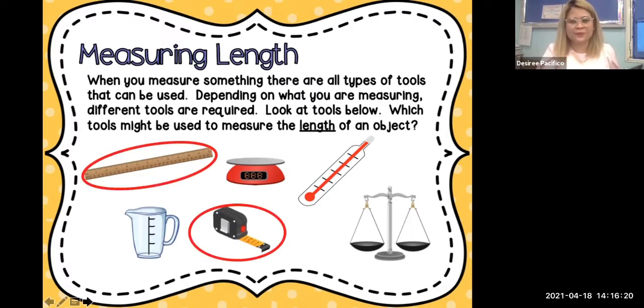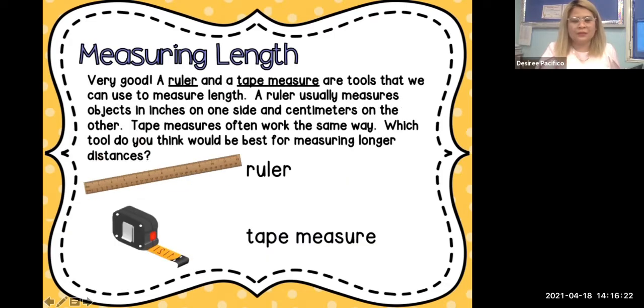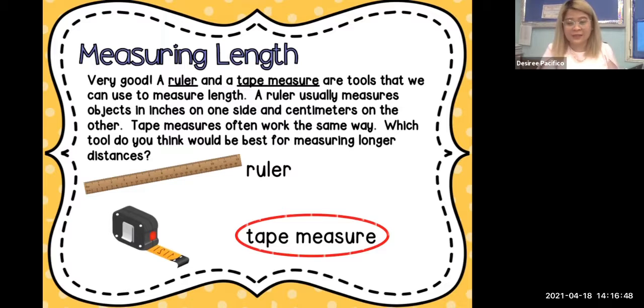A ruler and a tape are tools that we can use to measure length. A ruler usually measures objects in inches on one side and centimeters on the other. Tape measures often work the same way. Which tool do you think would be the best for measuring longer distances? Remember, longer one. Would it be a ruler or a tape? Yes, it is a tape.